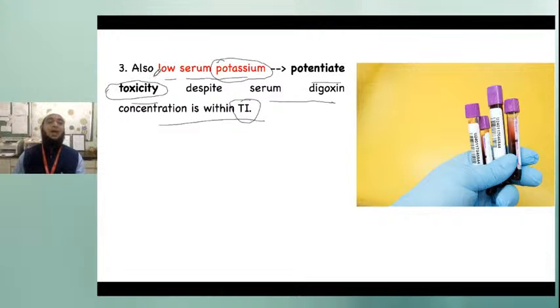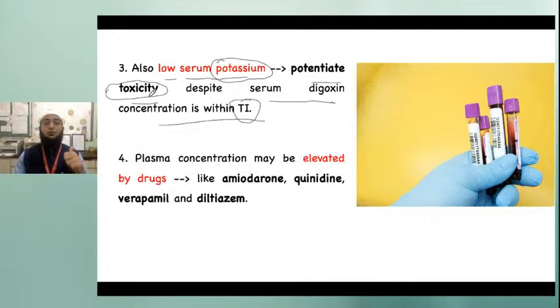And the toxic effect of digoxin is very dangerous. It produces cardiac arrest. So instead of a cardiotonic effect, it produces cardiac arrest. Okay, so you will be measuring the potassium concentration and you will also be measuring the digoxin concentration. I hope you got the idea why we are doing that. So that is the third reason. Fourth reason: the plasma concentration may be elevated by different drugs. Suppose the patient is on treatment with amiodarone and is also taking digoxin. The level of digoxin will be increased by the amiodarone.